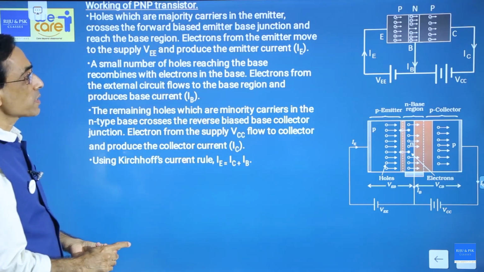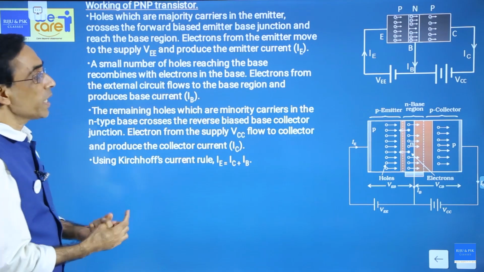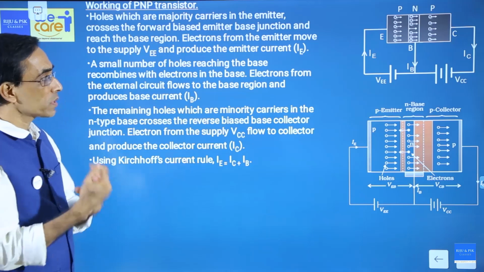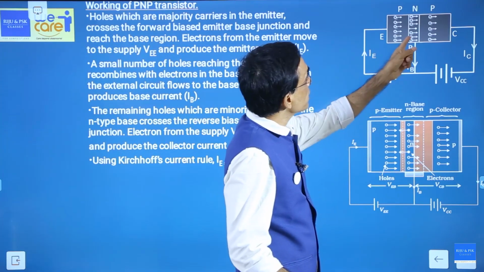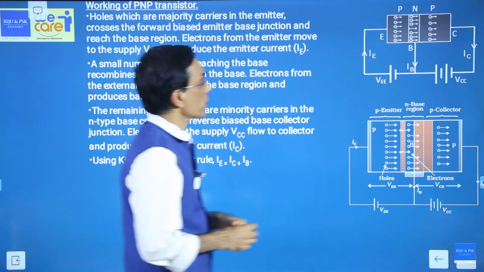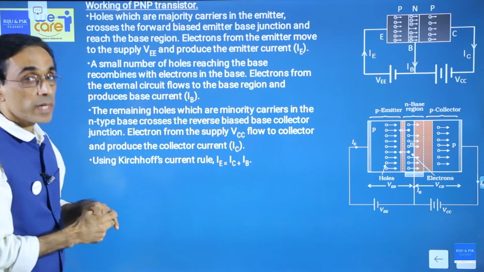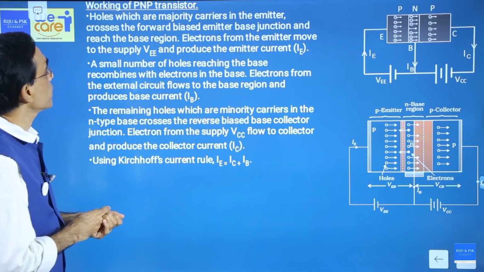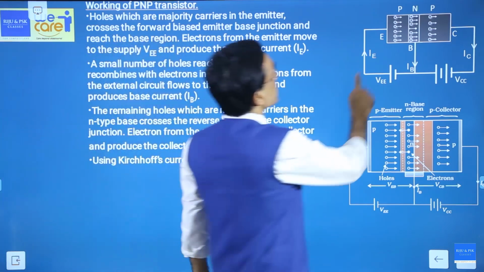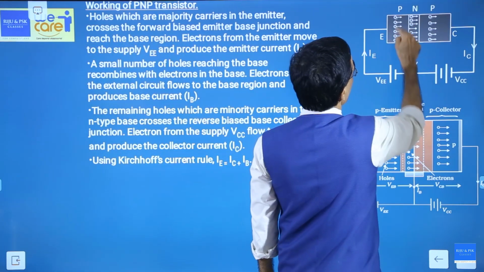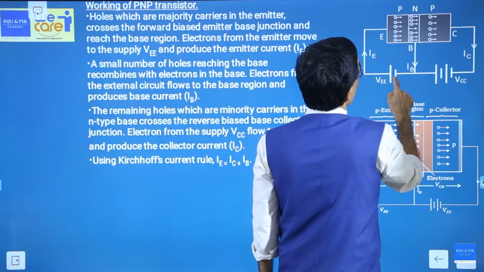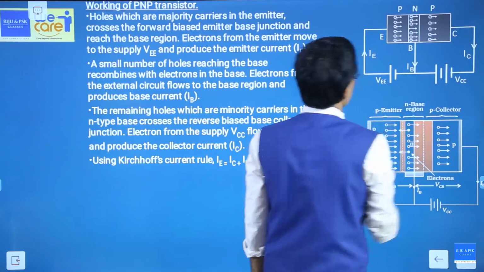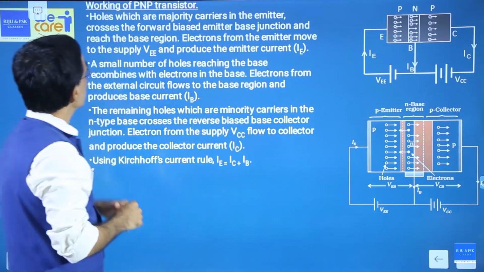Suppose the same thing is asked about the PNP transistor, we say more or less the same thing. This is the diagram from NCERT, this is the simplified diagram. Same thing you can see, this is P-type, N-type, P-type. Holes are majority, holes are minority. Forward biased, reverse biased. You can use the same sentences.